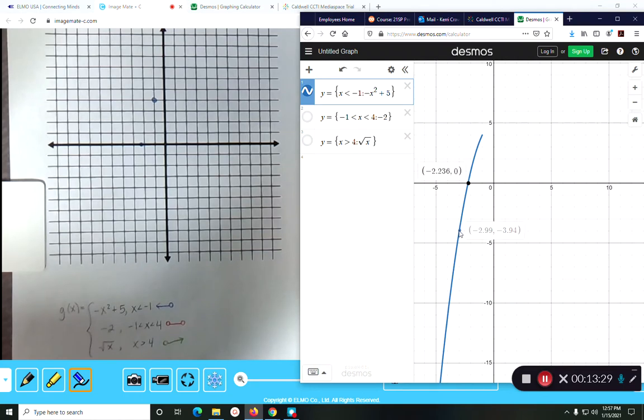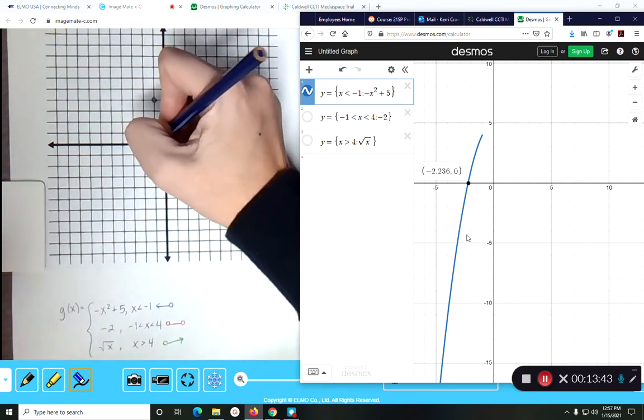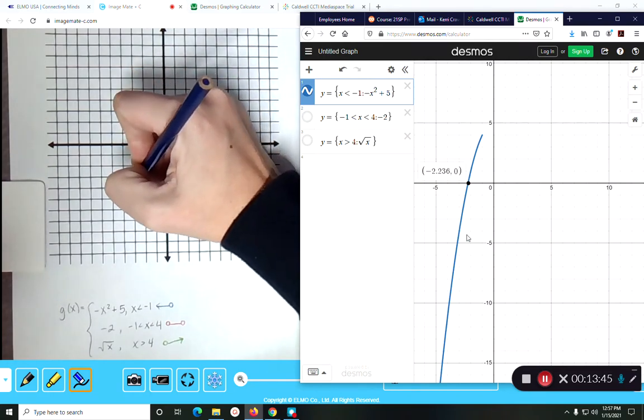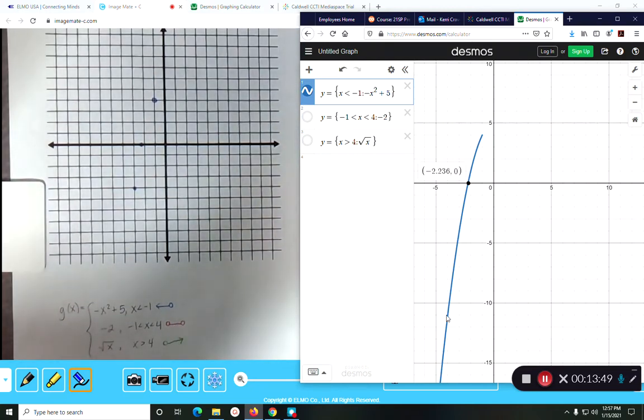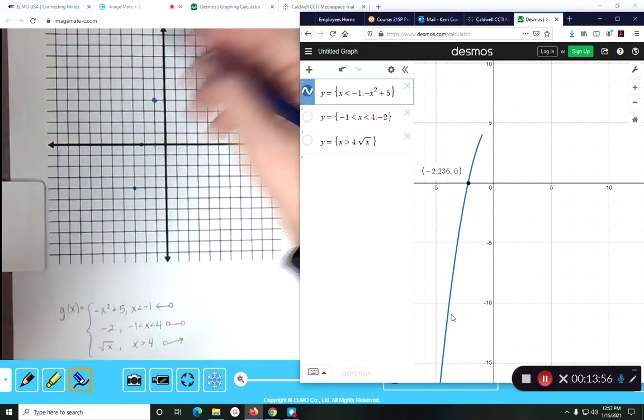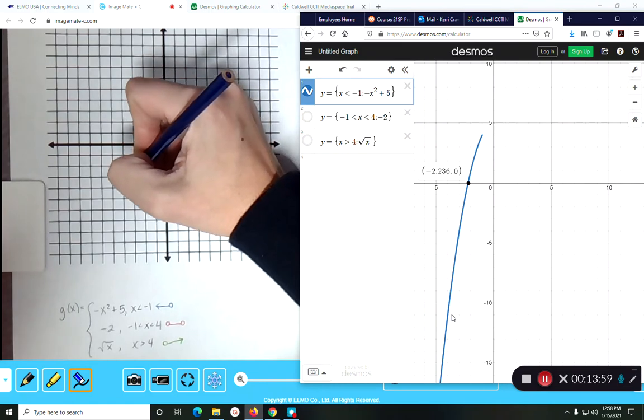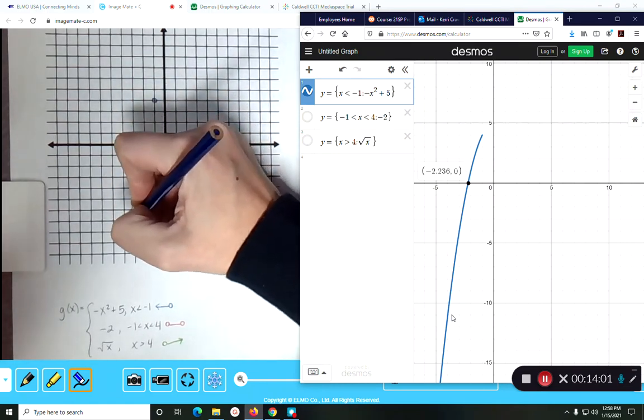Sometimes it's hard to hit it right where you need it, but it looks like that's about negative 3, negative 4. There it is, negative 3, negative 4. We can try to find one more if we want to right here. This might go off of my graph, but we'll try. It looks like that's about negative 4, negative 11. So 1, 2, 3, 4, 5, 6, 7, 8, 9, 10.